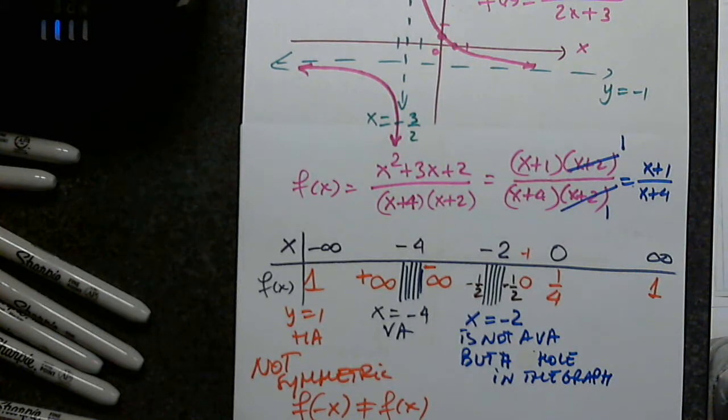From approaching 1, it goes up to infinity on the left-hand side of the asymptote. On the other side of the asymptote, it's coming from negative infinity. It goes through that open point. It crosses the x-axis at (-1, 0). It crosses the y-axis at (0, 1/4), and then approaches 1.